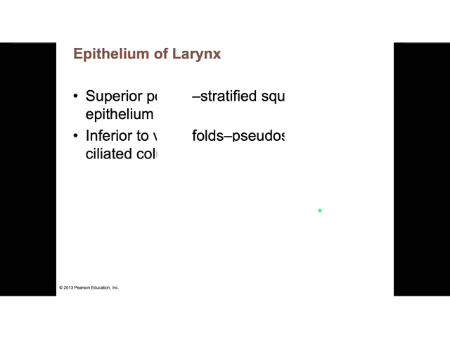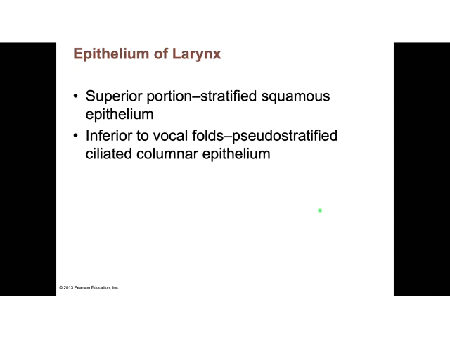So in the larynx, the superior portion is stratified squamous epithelium, and under the vocal cords, it's pseudostratified ciliated columnar, and that forms something called the mucociliary escalator, which is designed to get particle-laden mucus out of the respiratory tract and up towards the oral cavity, where you can either spit it out or swallow it. In any case, it doesn't end up in the lungs, okay?